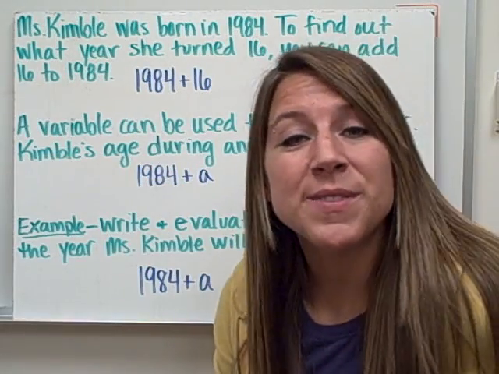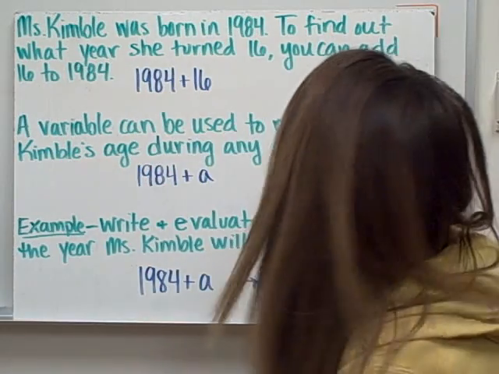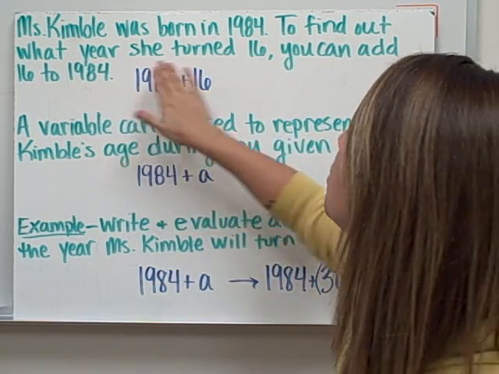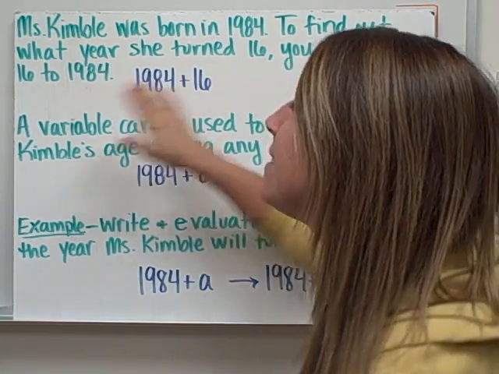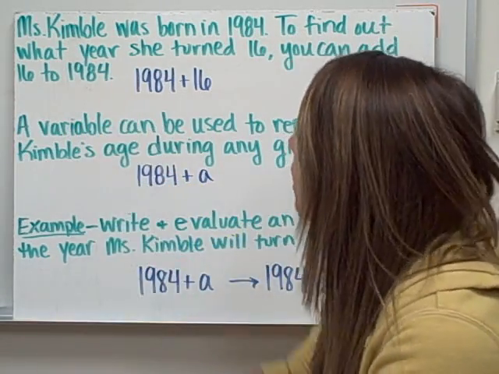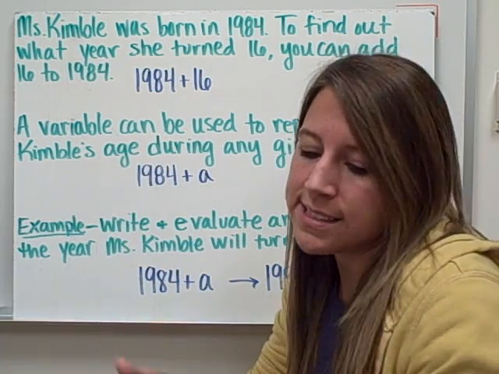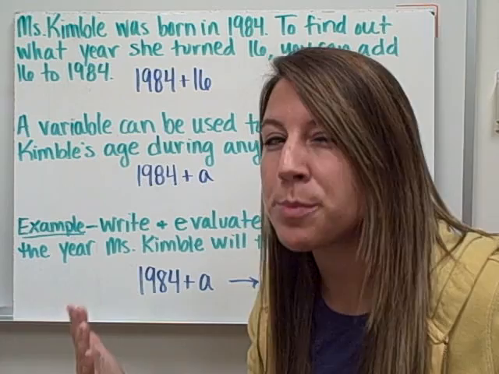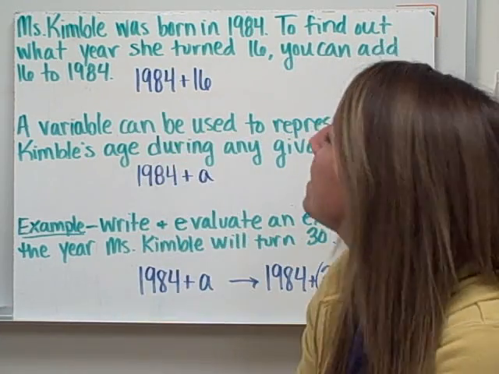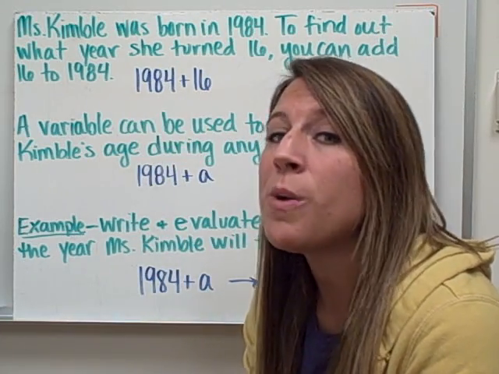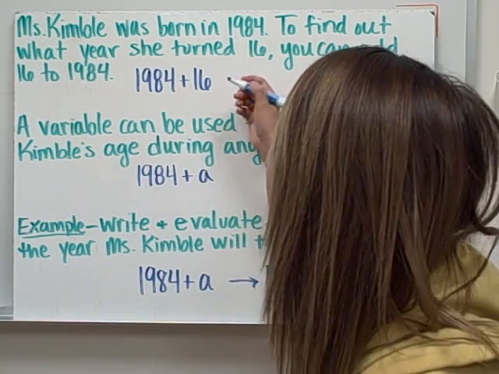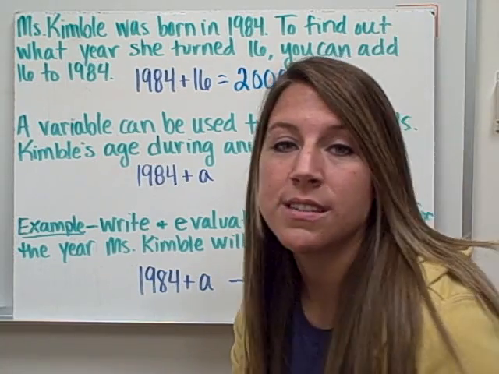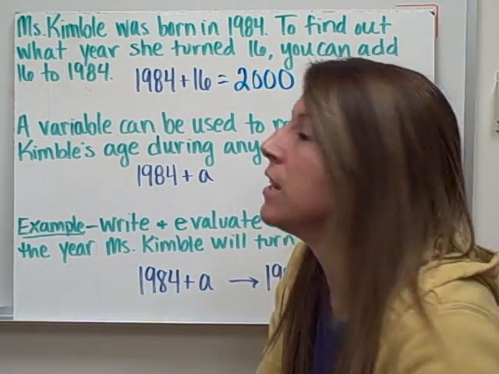So we're going to begin with this first example. Miss Kimball was born in 1984. True story. To find out what year she turned 16, you can add 16 to 1984. So it would look like this, and this is an expression. It's not an algebraic expression because it doesn't have a variable, but it is an expression. 1984 plus 16. Well, if I wanted to evaluate that, I would just add the two together, and I could tell you that that was the year 2000. So I have just evaluated that expression.